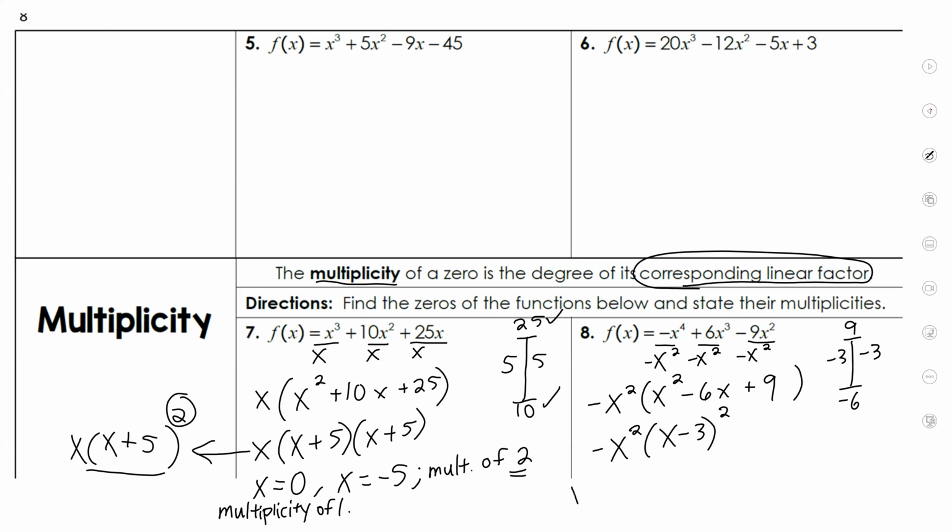If you set this equal to 0 and solve, what do you think you're going to get? You're going to get 0. I can do the algebra for you, but you're just going to get 0. You would divide both sides by a negative. 0 divided by a negative is still 0. And then you would take the square root. What's the square root of 0? So we solved it and we got 0. What is the exponent on it? So this is a multiplicity of 2.